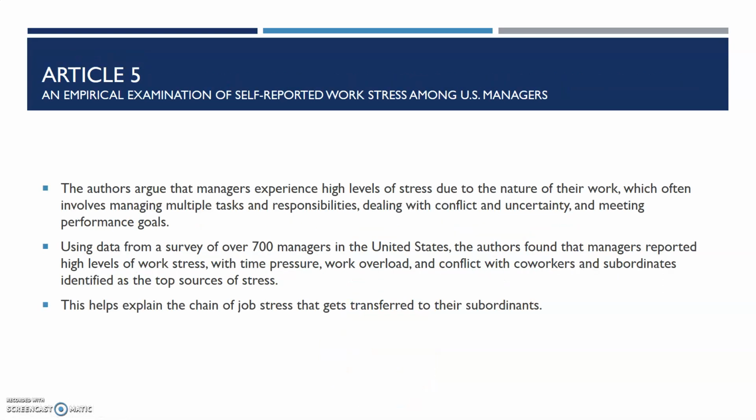Article 5 is an empirical examination of self-reported work stress among U.S. managers. The authors argue that managers experience high levels of stress due to the nature of their work, which often involves managing multiple tasks and responsibilities, dealing with conflict and uncertainty, and meeting performance goals. Using data from a survey of over 700 managers throughout the United States, the authors found that managers reported high levels of work stress with time pressure, work overload, and conflict with coworkers and subordinates as the top sources of stress. This helps explain the chain of job stress that gets transferred to their subordinates.